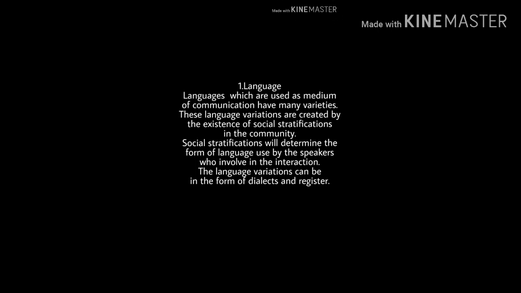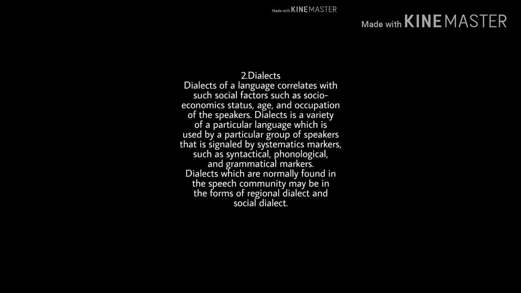The second point is about dialects. Dialects of a language correlate with social factors such as socioeconomic status, age, and occupation of the speakers. A dialect is a variety of a particular language which is used by a particular group of speakers and is signaled by systematic markers, such as syntactical, phonological, and grammatical markers. Dialects normally found in a speech community may be in the forms of regional dialect and social dialect.